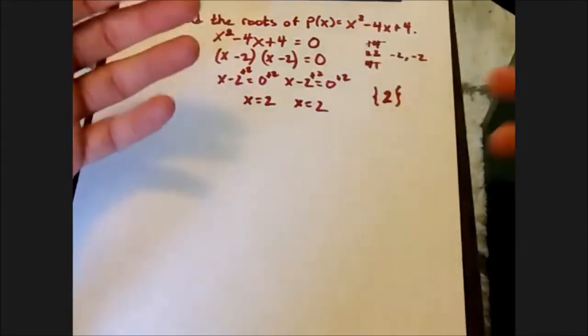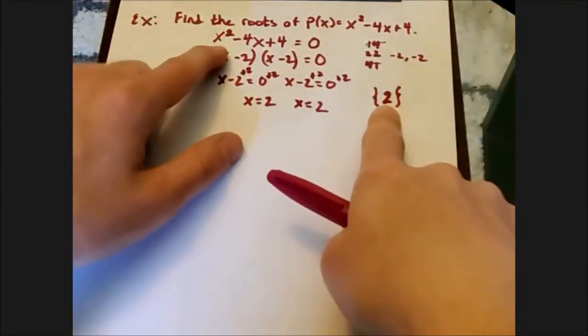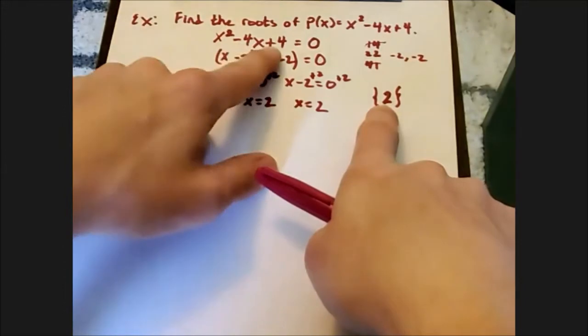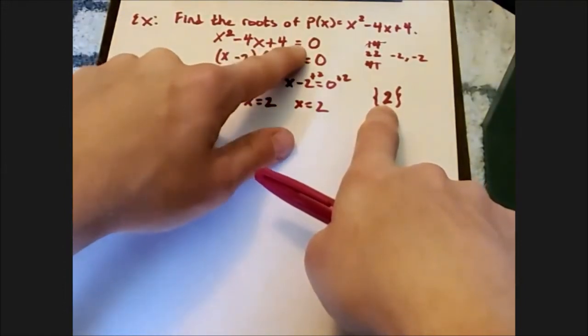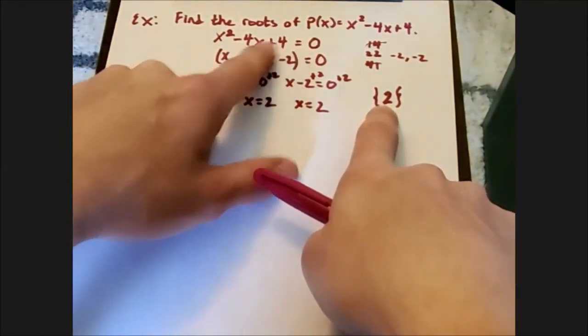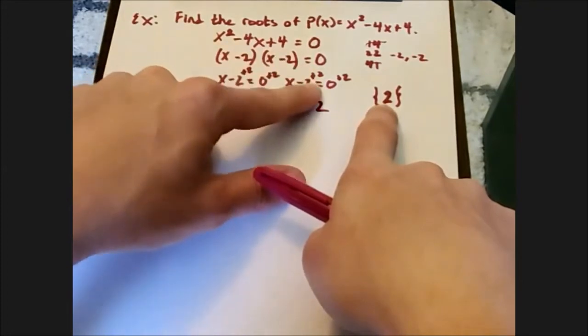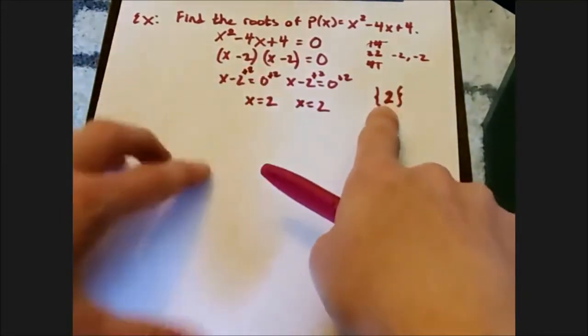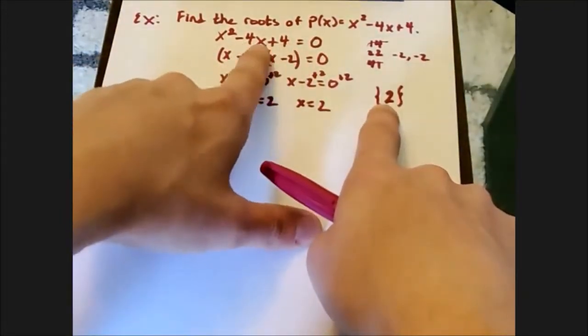And again, if you're concerned about this, you're like, man, I don't know if I did that right. Just plug it back in. And if it equals 0, you have found the true solution. If it doesn't equal 0, go back and try it again. Figure out where you went wrong. This has got to produce a 0. This has to make this true to be your answer.